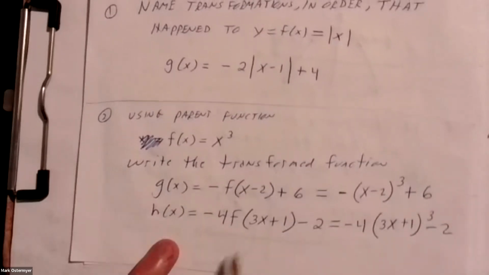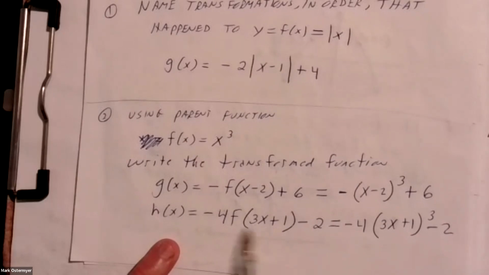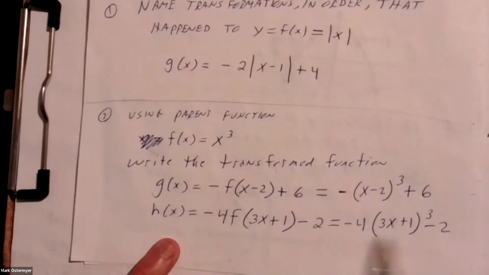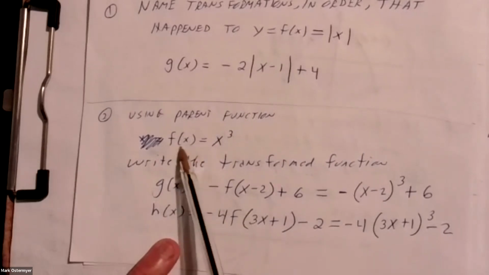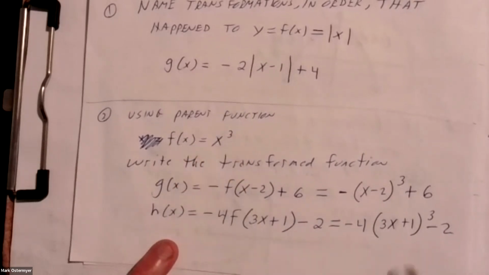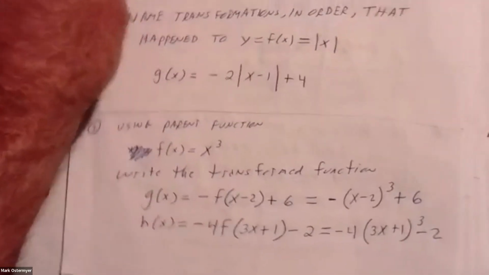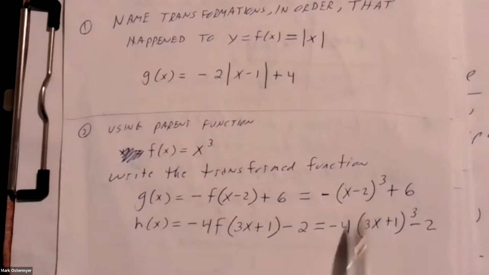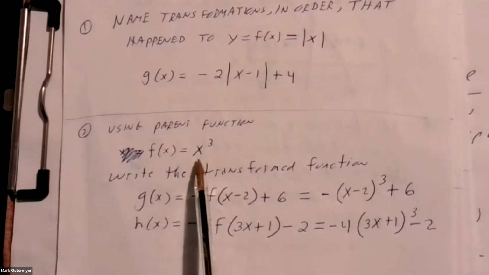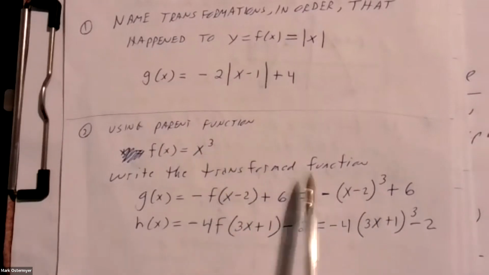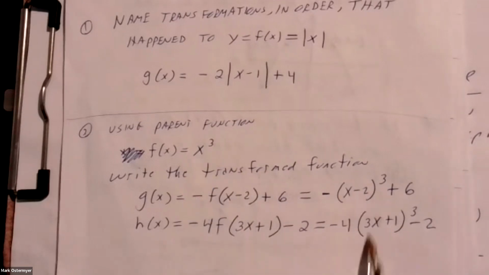There you go. So the brand new function, which is -4 times f of 3x plus 1 minus 2, would have to be this new function here, because again, we're feeding off the basic parent function, which is x cubed. Of course, you could go on and graph these new complicated functions by shifting the graph of the basic parent function around and transforming it based on the transformations that have been experienced there.